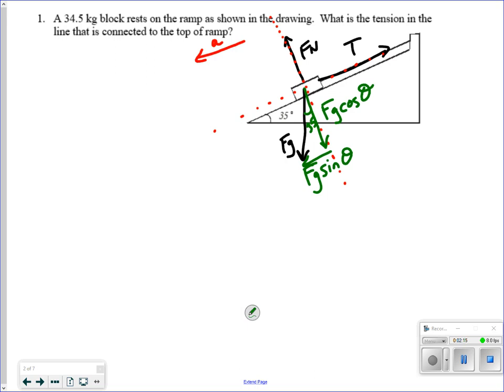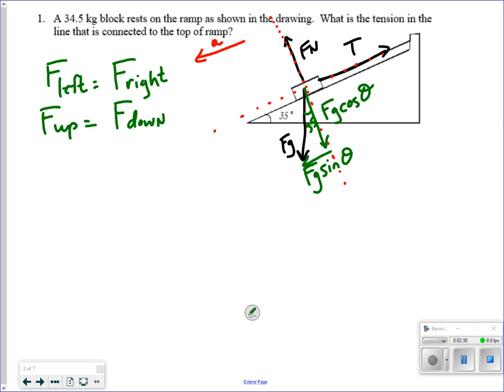Now, when I'm dealing with balanced forces, something that's not accelerating, something that's not changing its velocity, the way I like to look at it is that everything pointing to the left has to equal everything pointing to the right. Everything going up has to equal everything going down. A fancy way of saying this on the AP exam is that the sum of the forces equals 0. But it's totally up to you how you want to go about it.